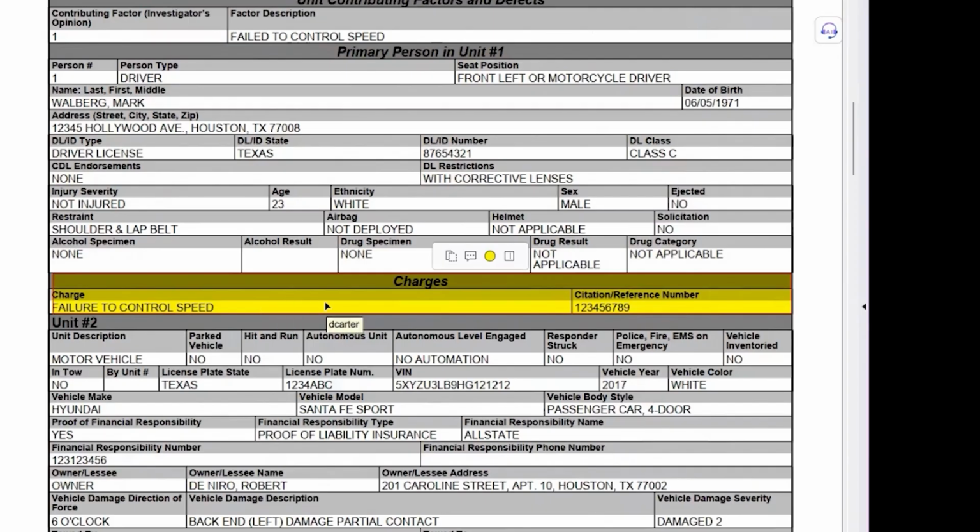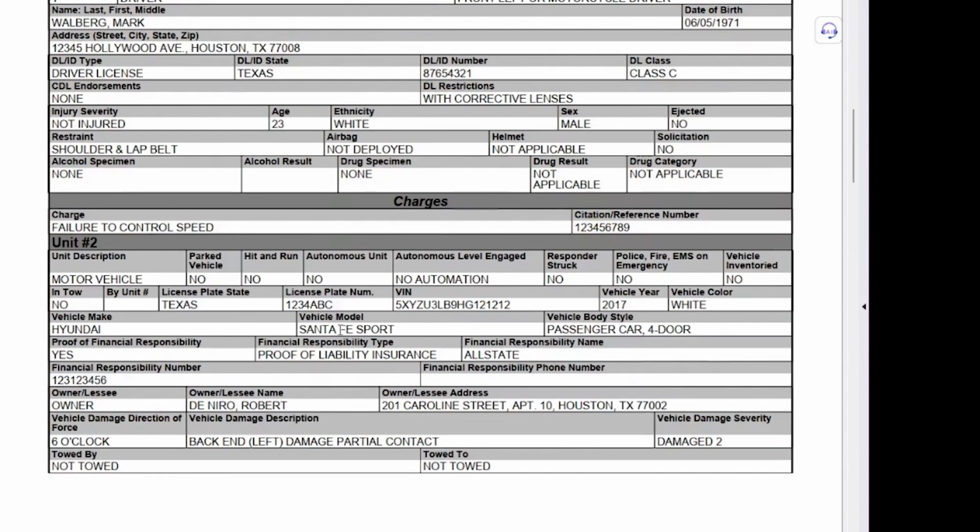And what that means is not that he was speeding, it means that he was not able to come to a safe, controlled stop without striking the vehicle in front. And there could be all kinds of different charges that could be listed here. It could be DWI. It could be failure to yield the right of way, that sort of thing.